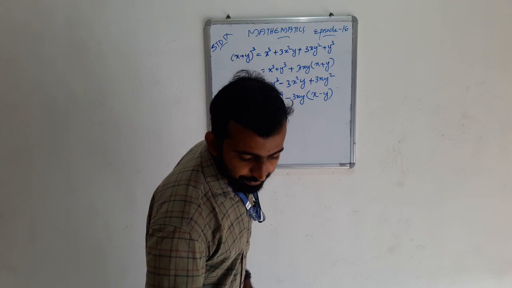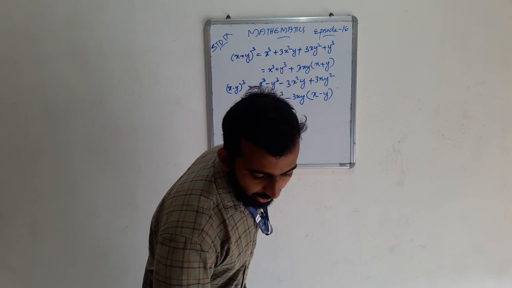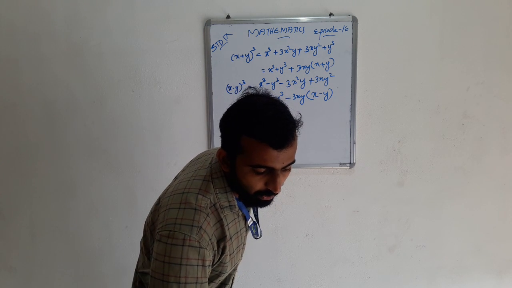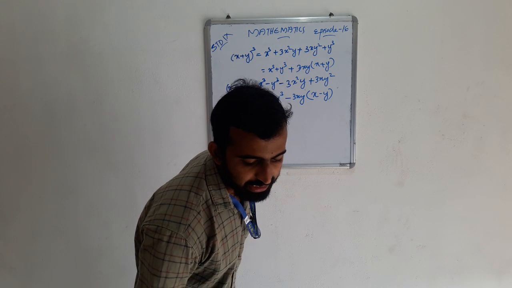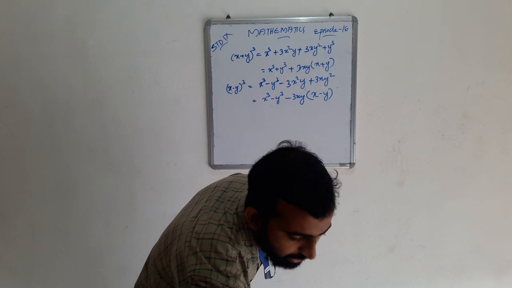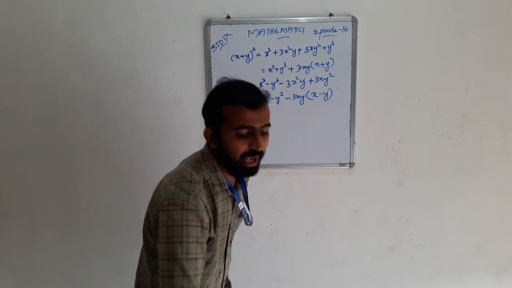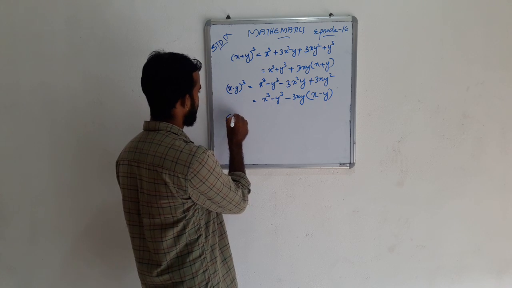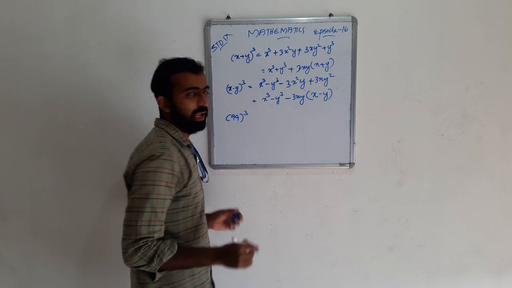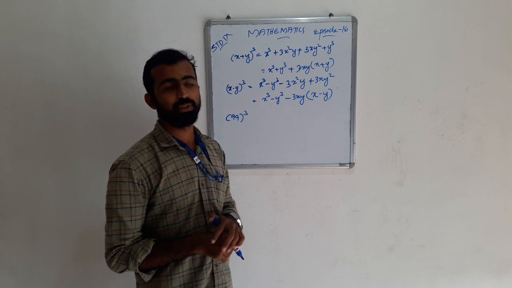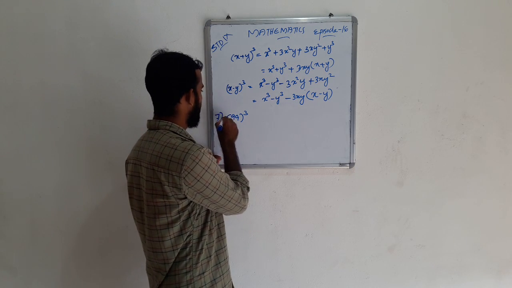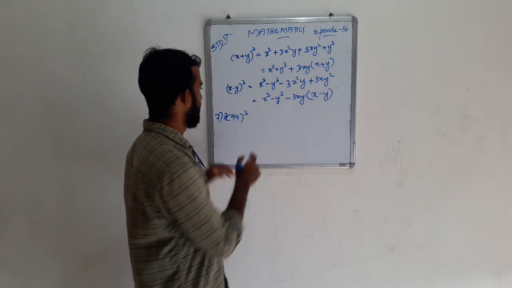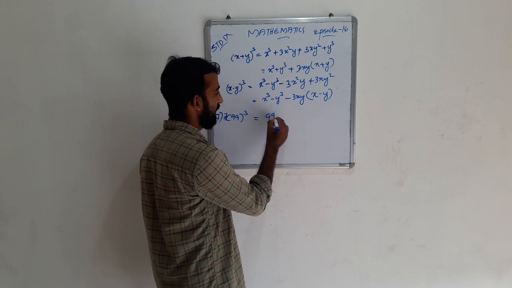And next one is: evaluate the following using suitable identities. First one is 99 the whole cube. We want to find its value. That is the 7th question, first one.